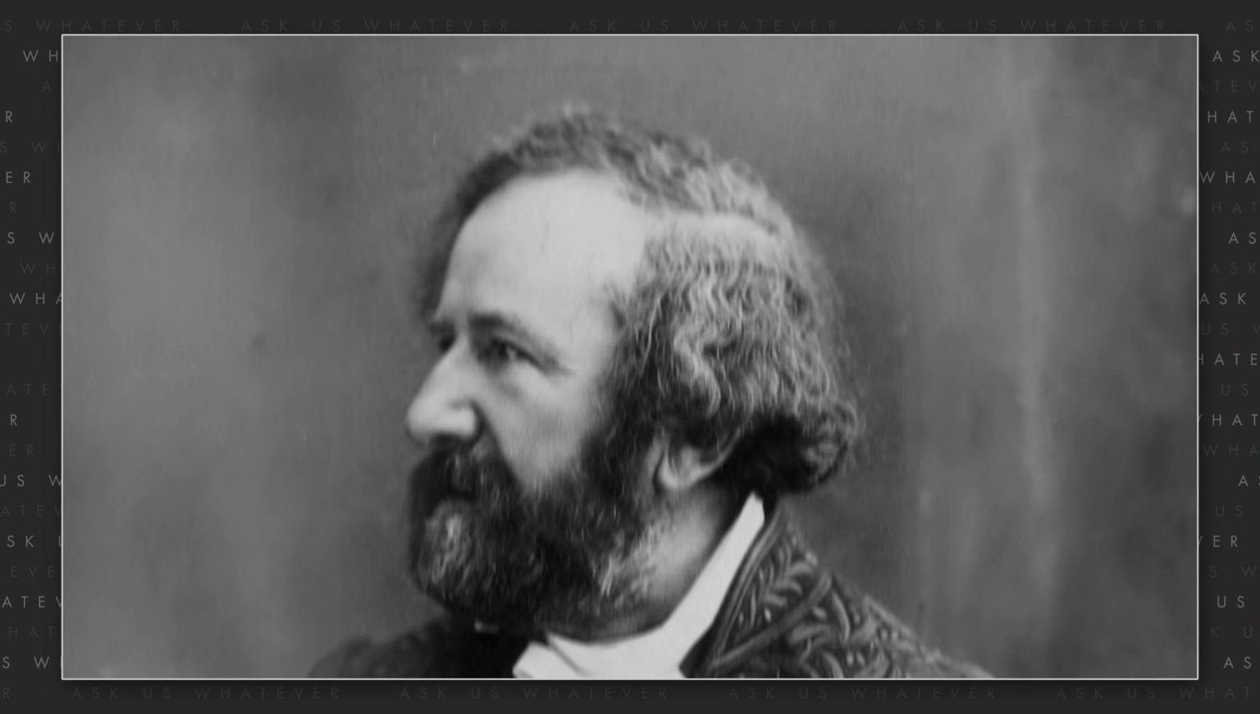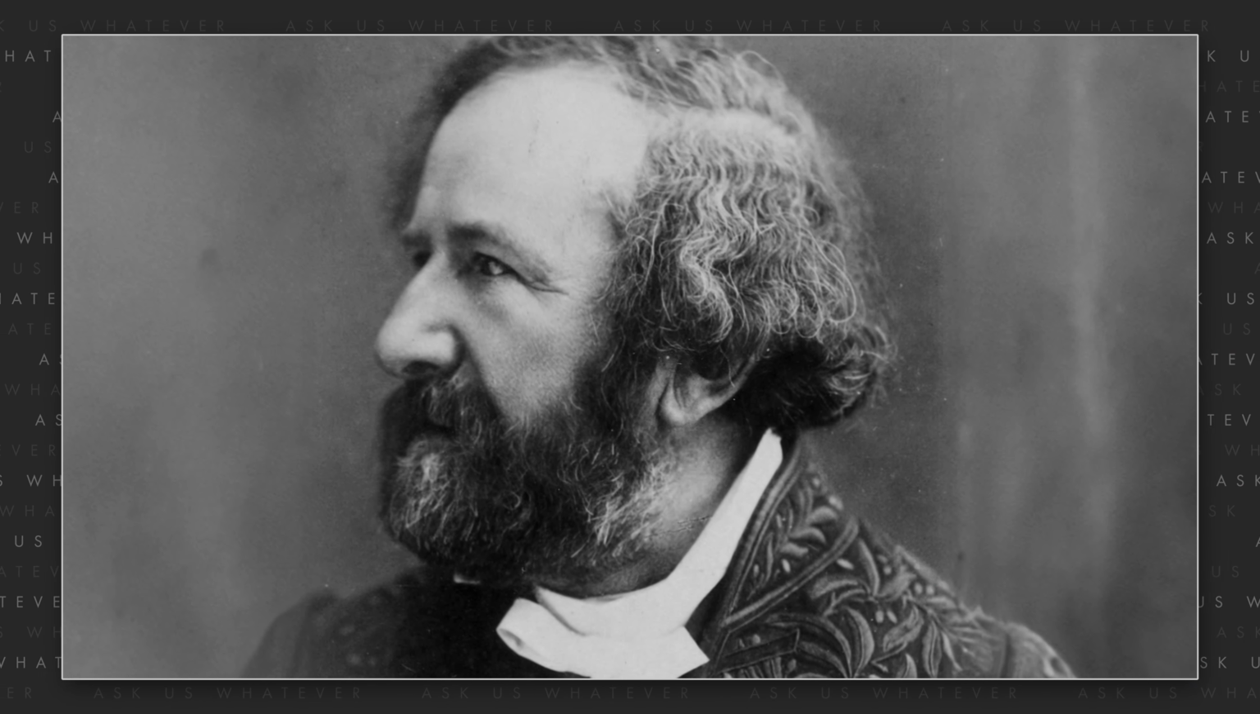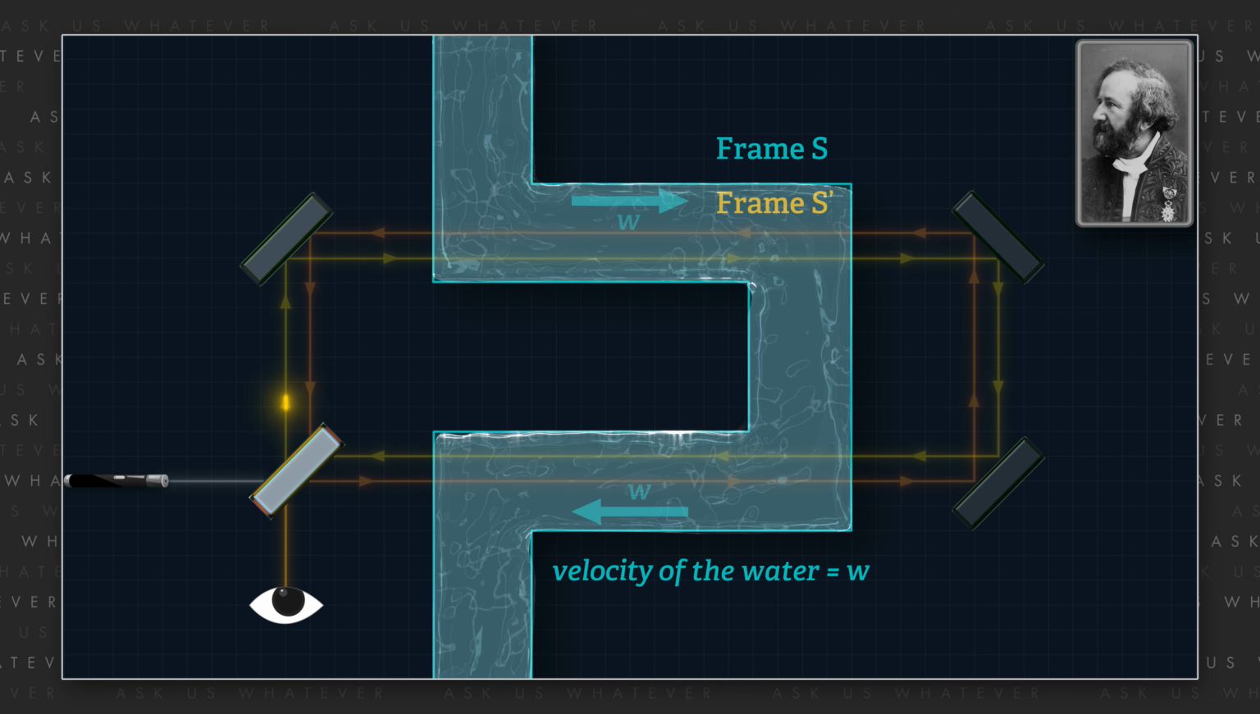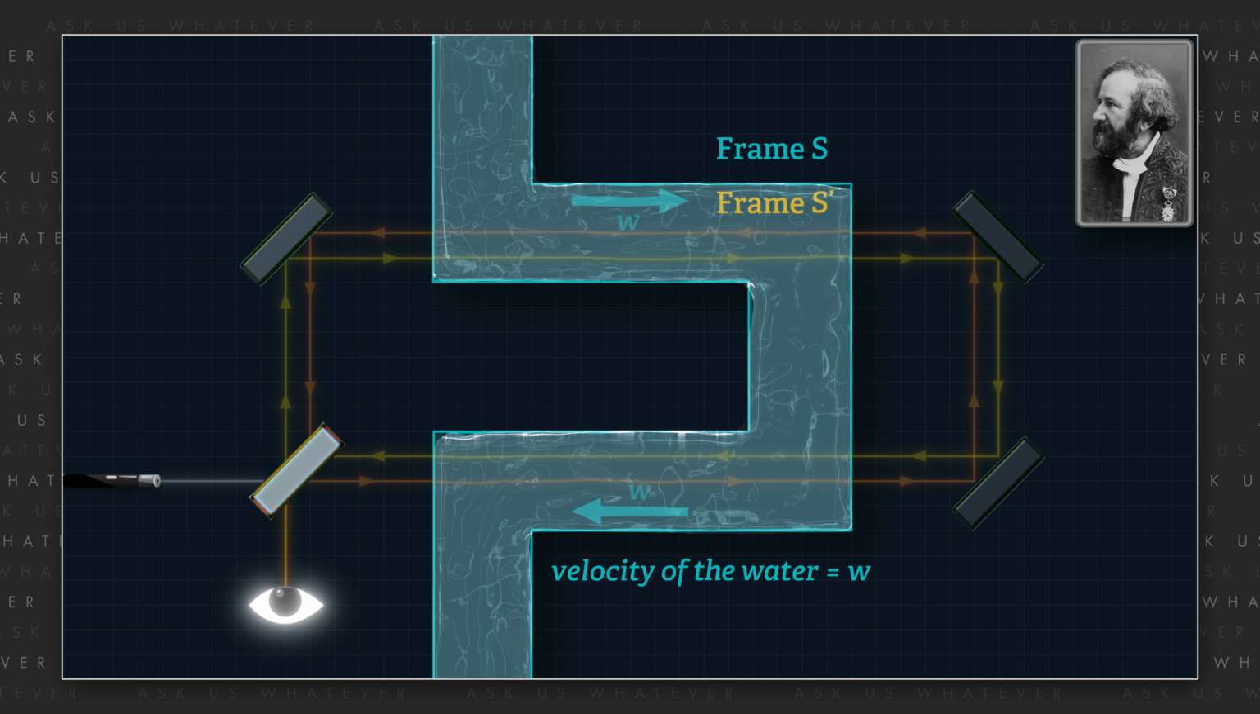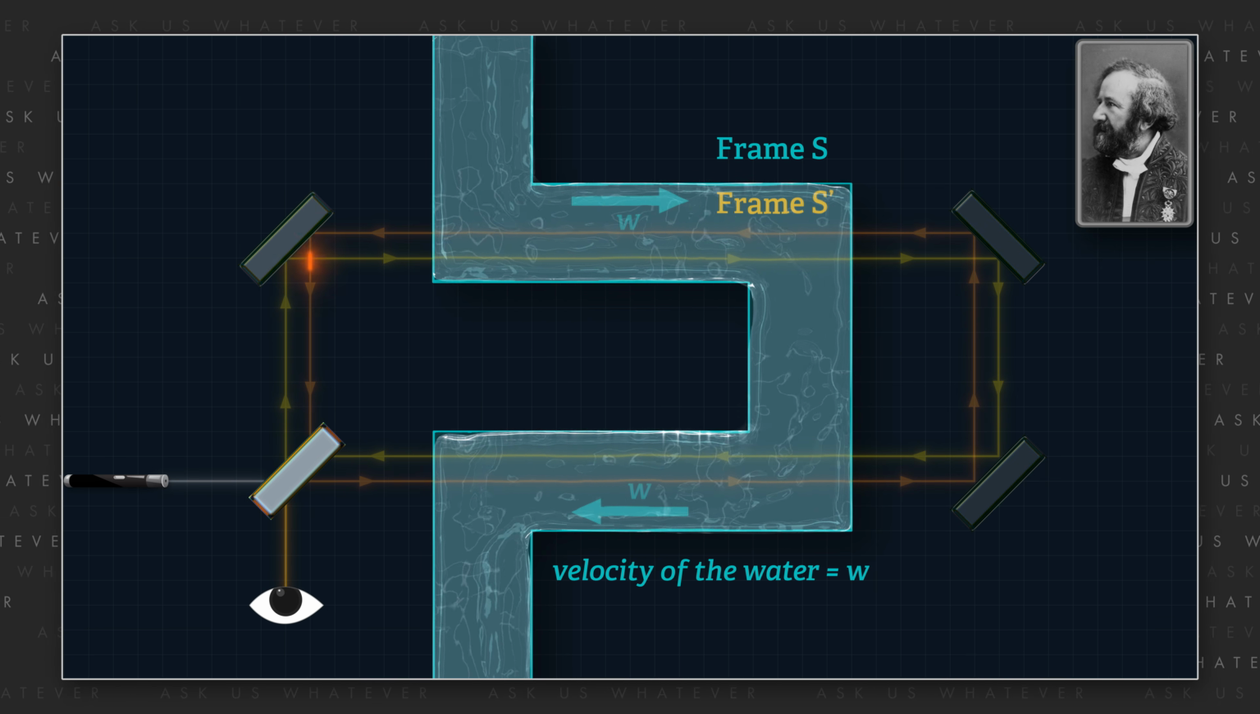I'm Joe Sorge. In 1859, Hippolyte Fizeau reported the results of a very interesting experiment. He passed light through moving water in opposite directions and asked whether the speed of the wavefronts was altered by the speed of the water.